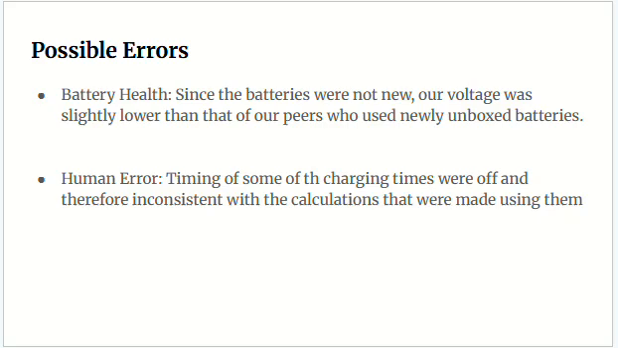Possible errors: the battery health. The batteries were not new. Our voltages were slightly lower than some of our peers. Their voltages were significantly higher than ours. But another thing was human error. Timing of some of the charges were off and therefore inconsistent with the calculations that were made using them.